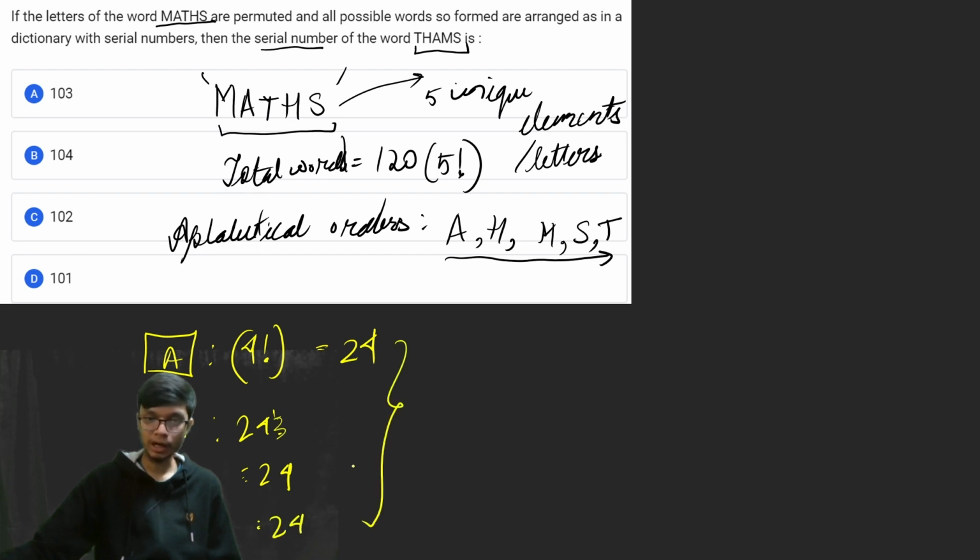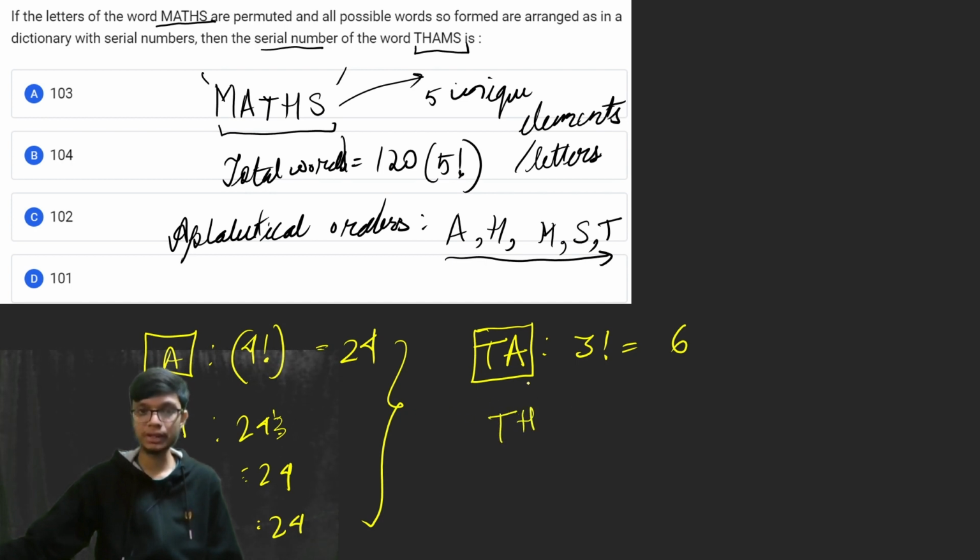Okay, now after this, the words that start with the letter T will come. With the letter T, we basically have the words starting with TA. Now if we look at the words with TA, there will be 3 factorial ways of arranging, and that will be 6. Now with this we have to look for the next possible case, that is TH.